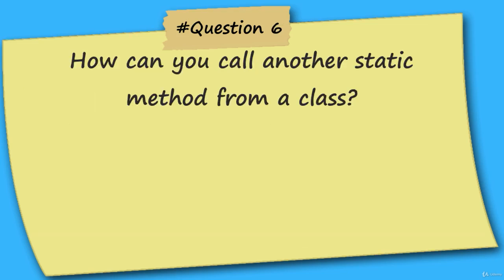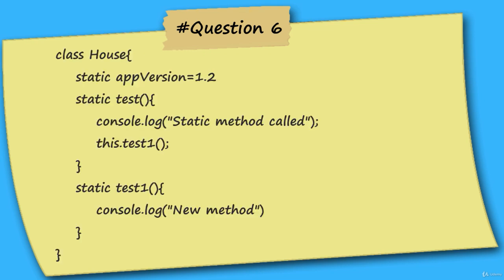The sixth question is, how can you call another static method from a class? This we have already seen: you can say class name dot method name, or even this dot, like in this case, this dot test1 did call the test1 method.